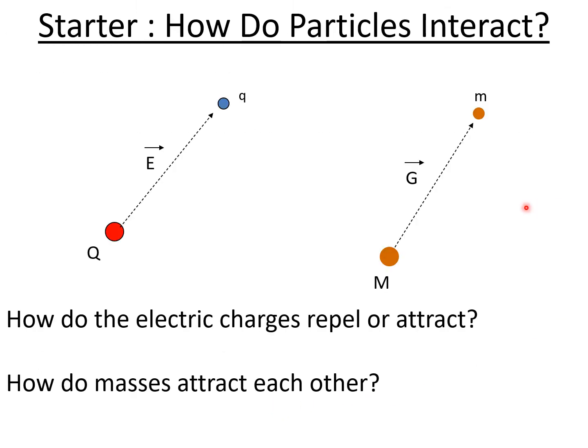So first of all, how do particles interact? What do I mean by that? Well, what I mean is how do electric charges know whether to repel or attract each other? How do masses know whether to attract each other? I'll let you pause the video, have a wee think, and then we'll discuss this in the next slide.